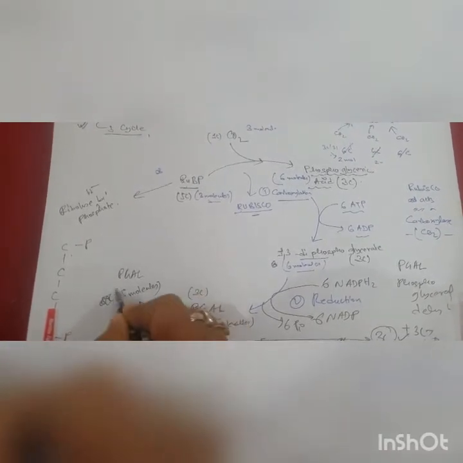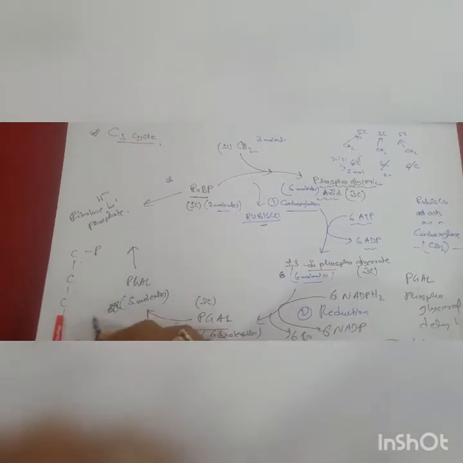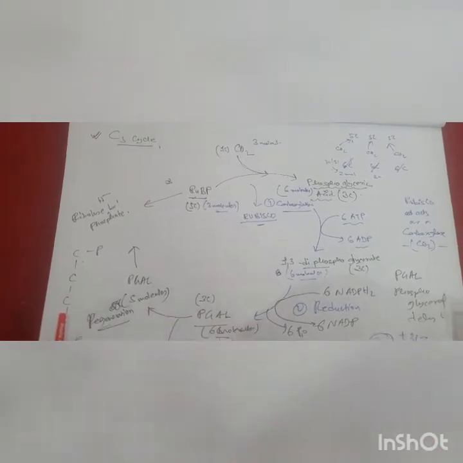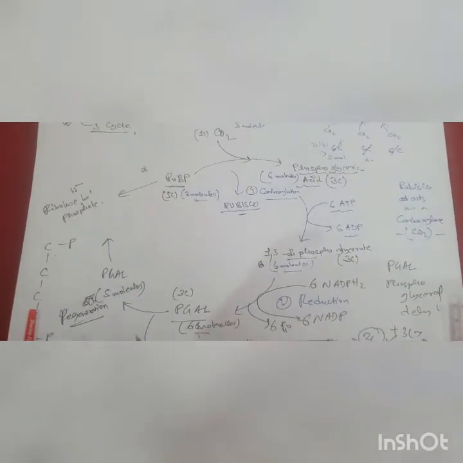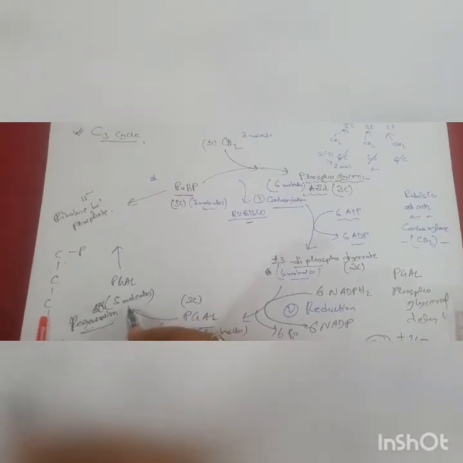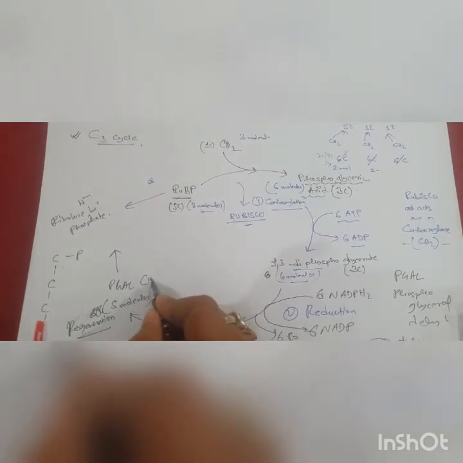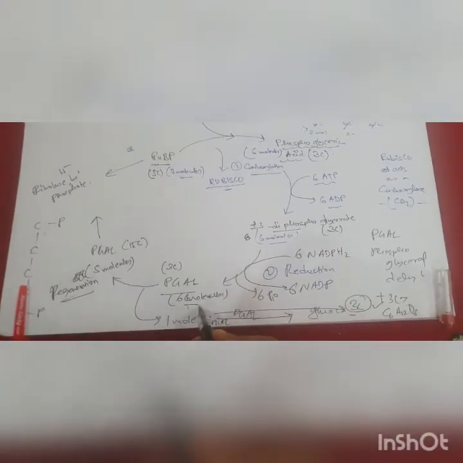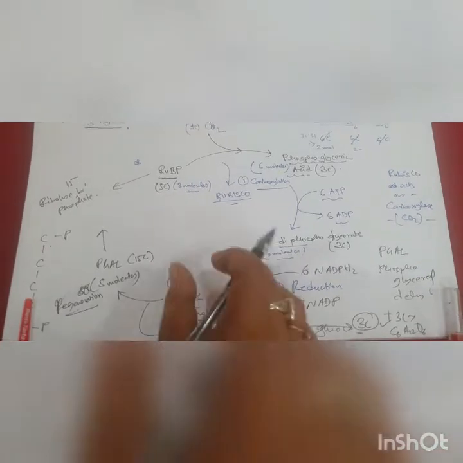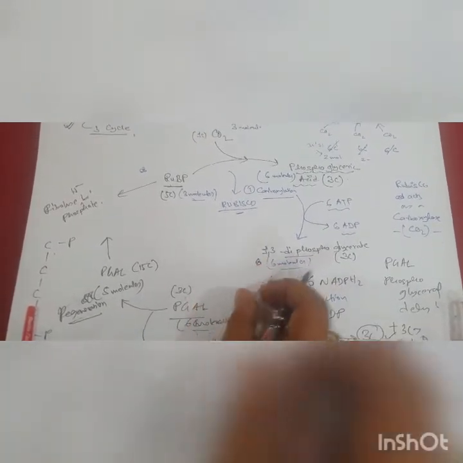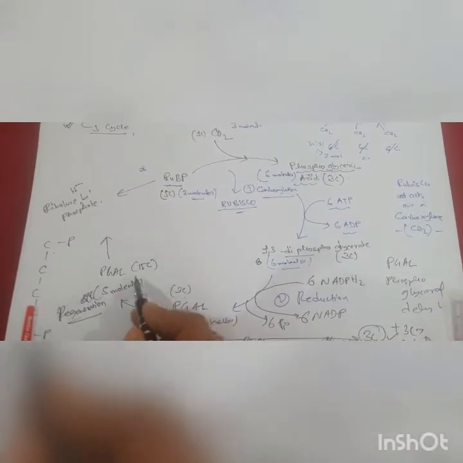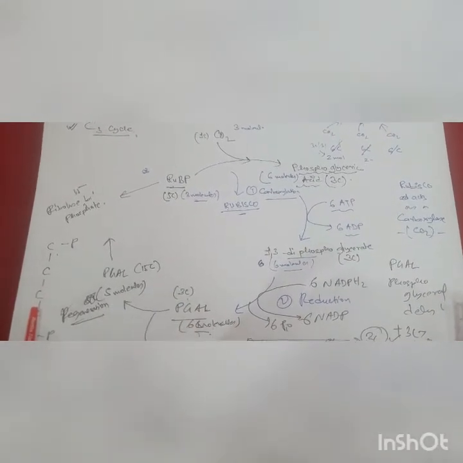Now these 5 molecules, this step is regeneration. Okay, now what will happen is these 5 molecules of PGAL. Now there will be 15 carbons, because 6 molecules of 3 carbon sugar, 6 times 3 is 18 total carbons were there. Now there are a total of 15 carbons because 5 molecules of PGAL are there.